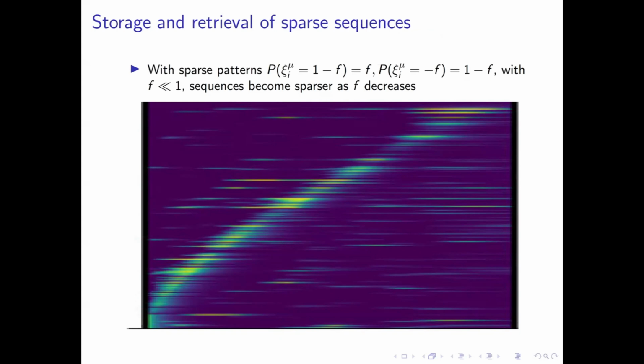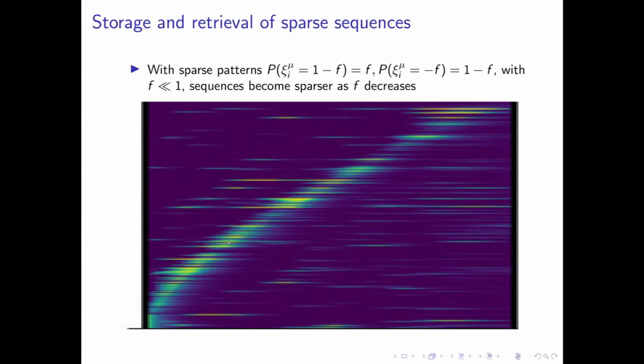In particular, we can instead use sparse patterns where the psi can take a value 1 minus f with some probability f, or minus f with probability 1 minus f, right? And f being very, very small. The idea is that in subsystems you expect neurons to be active only with a small probability. And then, of course, that's entirely to be expected, right?